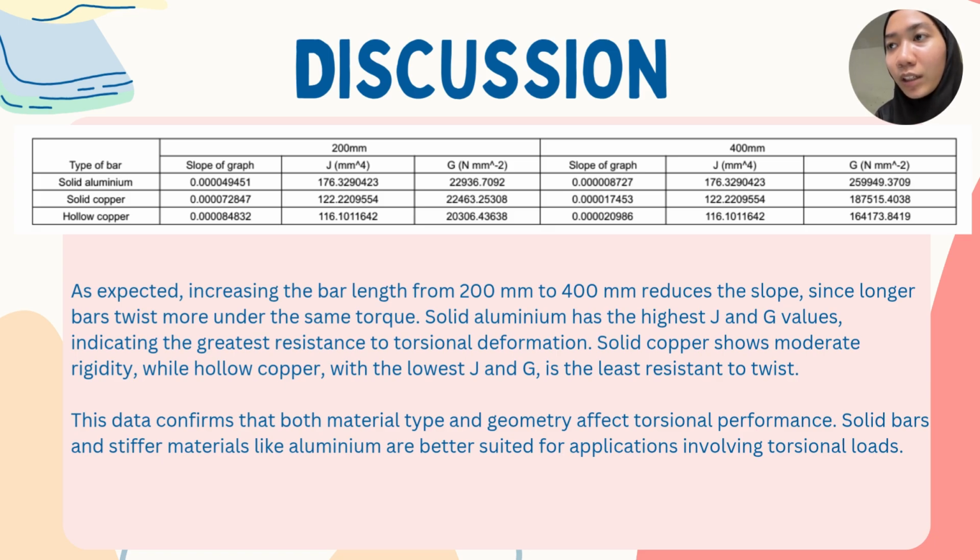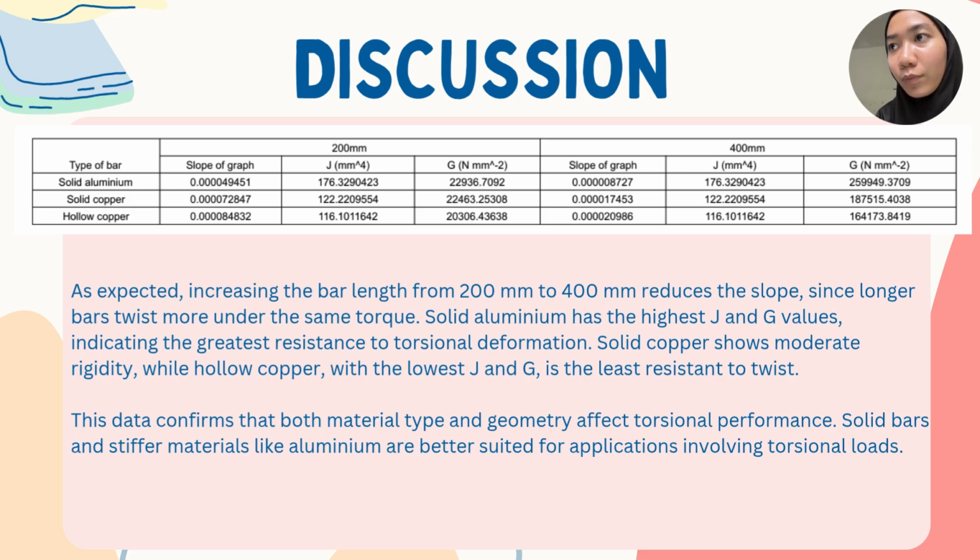Next, let's compare the materials based on how much they resist twisting. Solid aluminium has the highest resistance to twist. That is because it has the highest values of both J, polar moment of inertia, and G, modulus of rigidity. Solid copper is in the middle. It is not as stiff as aluminium but better than hollow copper. Hollow copper has the least resistance. It has lower values of J and G, so it twists more easily.